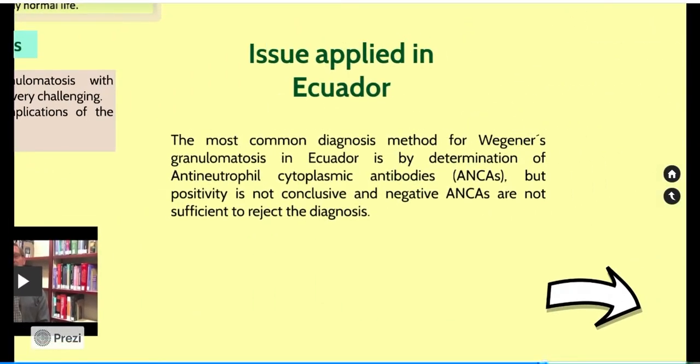Applied in Ecuador. The most common diagnosis method for Wegener's granulomatosis in Ecuador is by determination of antineutrophil cytoplasmic antibodies, but the test is not conclusive, and negative ANCAs are not sufficient to reject the diagnosis.